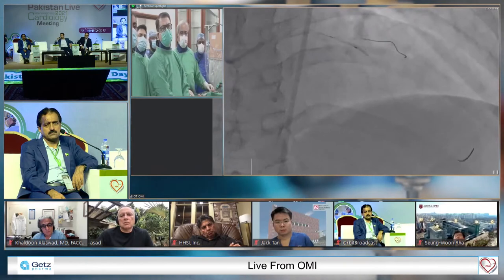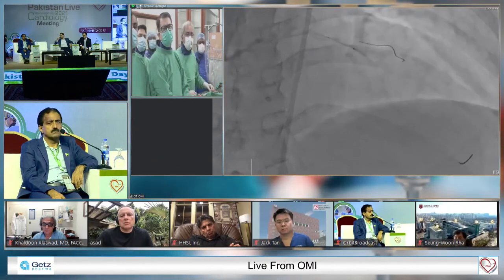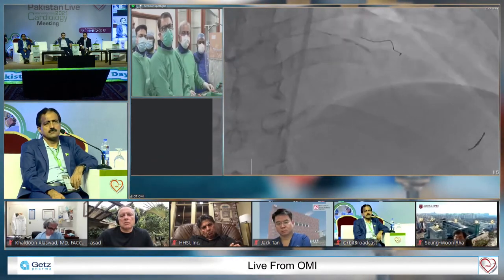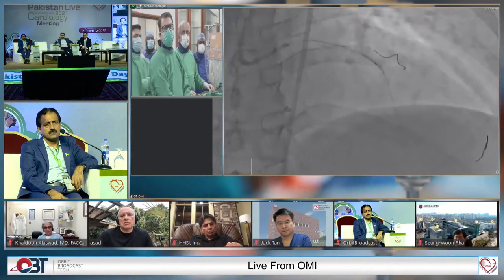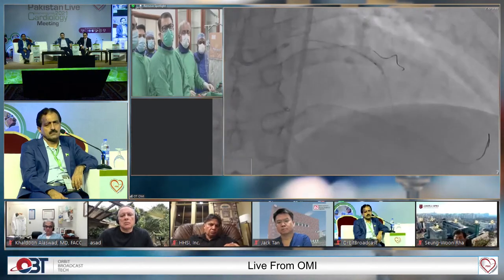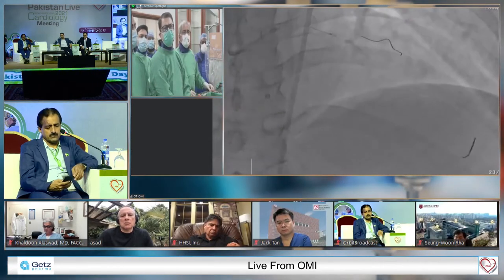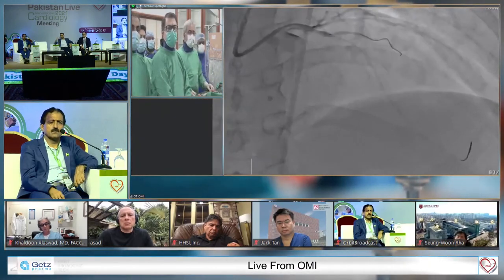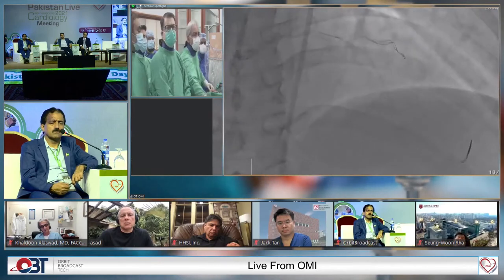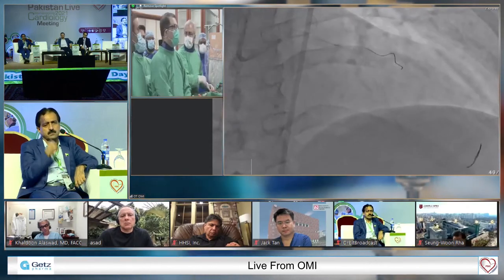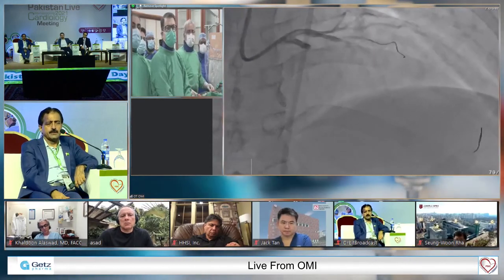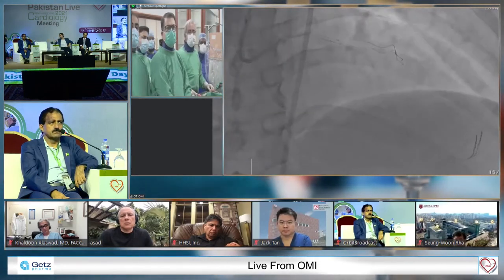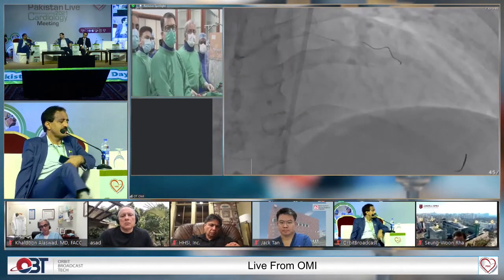A mini track, it's not going far, so we're inflating it where it is. There's some calcium there. Next, please. And we're inflating a little more. Next, please. And what balloon did you use for trapping in the 7 French guide? It was a 2.5 by 15 micro mini track. Any particular advantage of this trapping balloon?